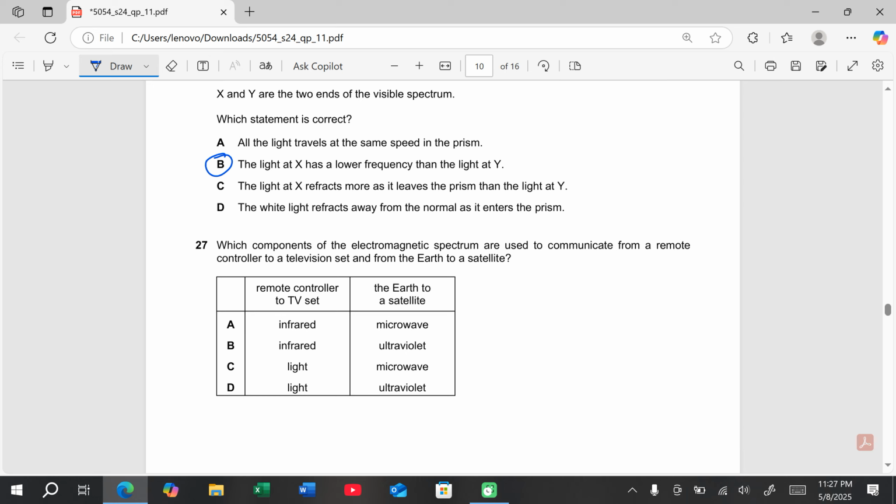Which component of the electromagnetic spectrum is used to communicate from the remote control to the television and from the earth to satellite? It's very easy. From remote it is infrared, from earth to satellite it's microwave. You might have studied this in your electromagnetic spectrum.